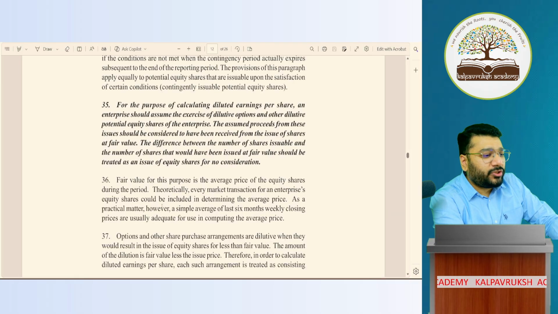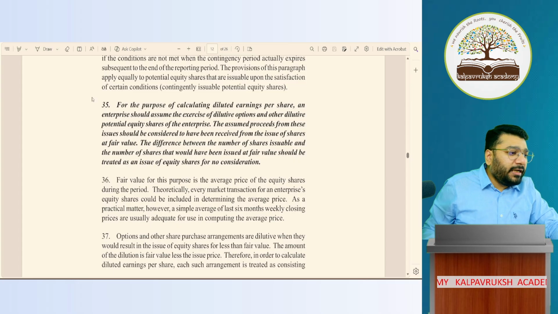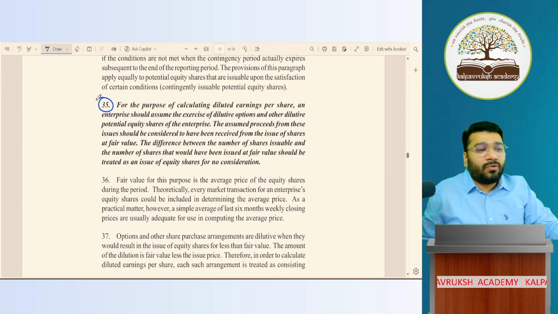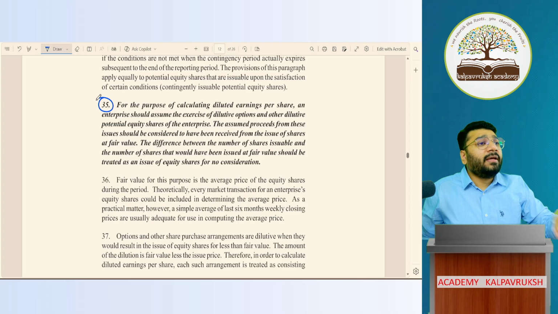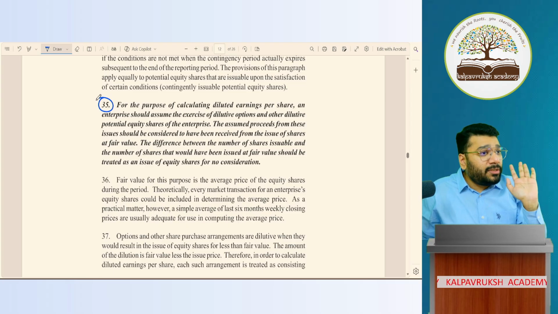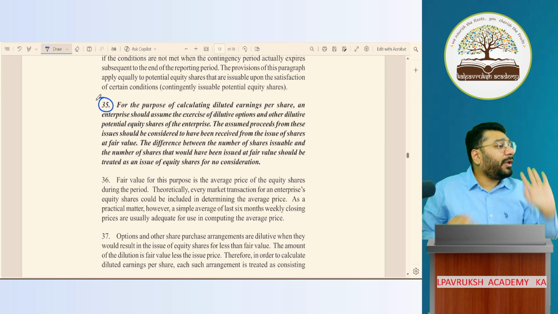Now take this AS 20. In AS 20, point number 35 is there. This is called para 35. What is it called? Para 35. So should we remember all the paras? Not required. In certain places I'll tell you which para to remember, which is important from the examination point of view. That para alone you have to remember. Other paras need not be remembered.